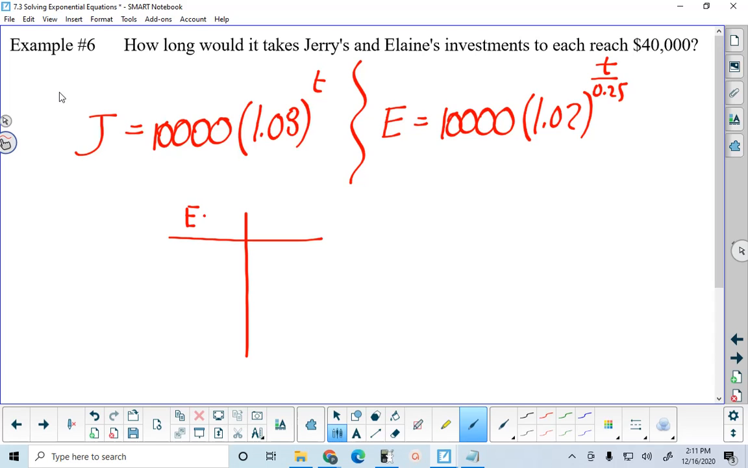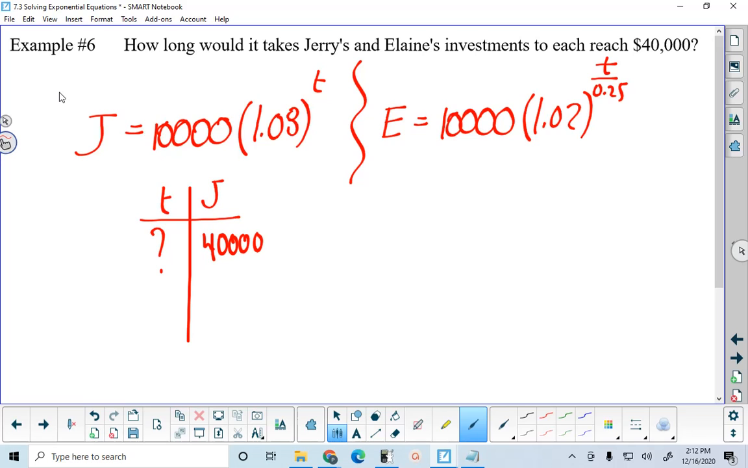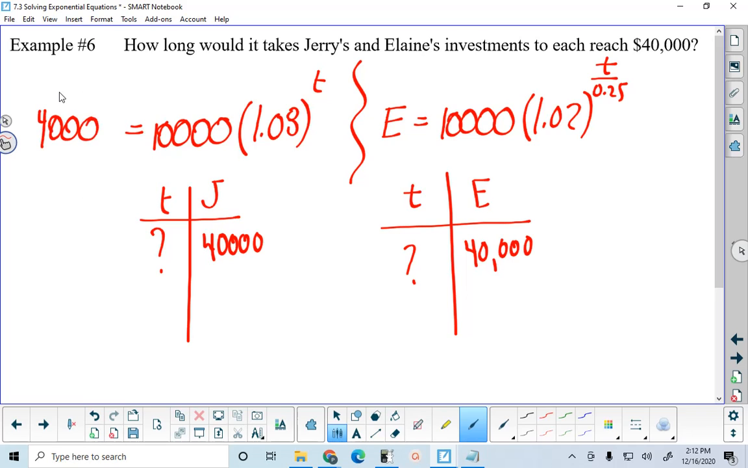The question is, if Jerry's money is 40,000, what's the time? If Elaine's money is 40,000, what's the time? I'm going to erase something here and then I'll put it back. This is the equation you're trying to solve. But this is an exponential equation because the variable is part of the exponent. You cannot solve this with a common base, so we have to solve it graphically.